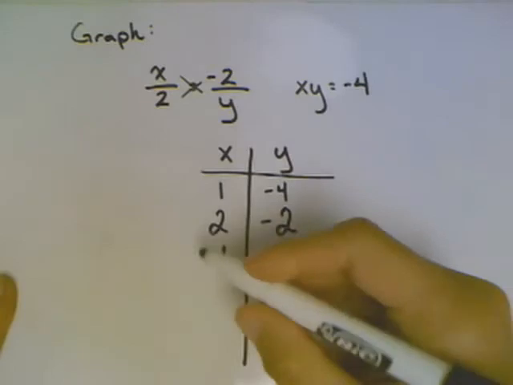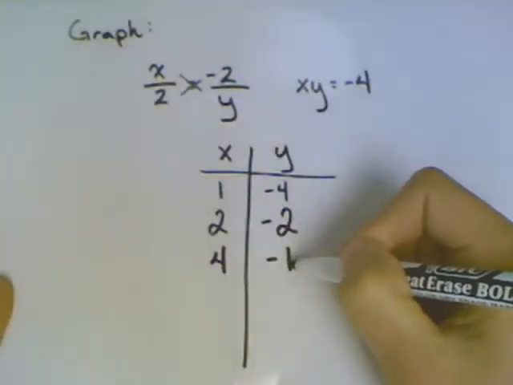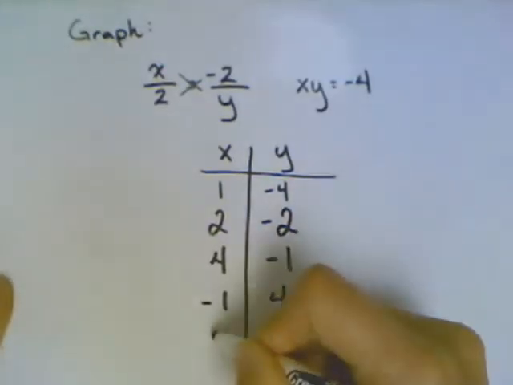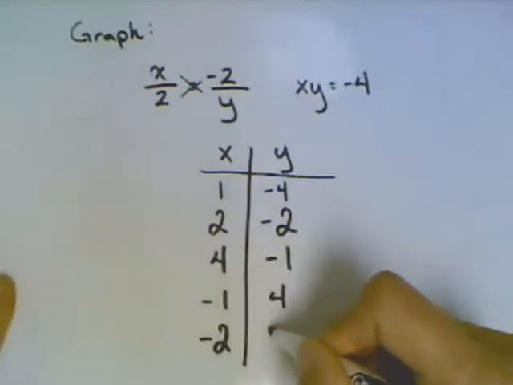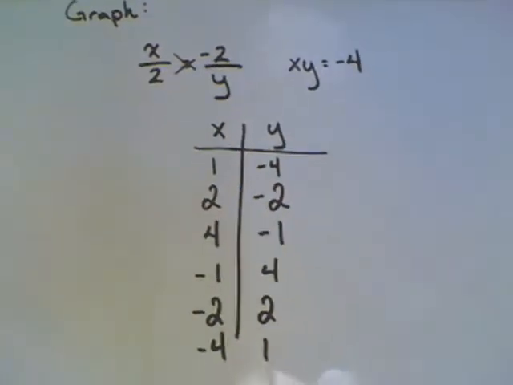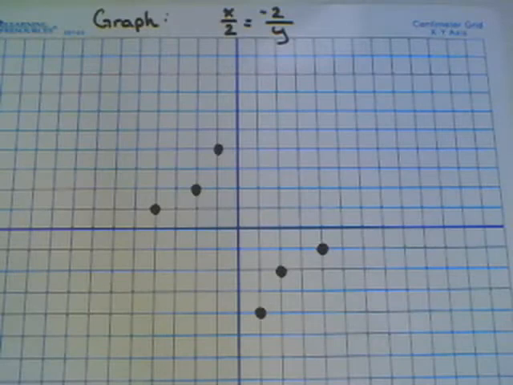If x is 4, y would have to be negative 1. I'm also going to plug in a few negative values for x as well. And these pairs, since these are the nice numbers that multiply to be 4, will help me find the other ones. I can just switch the negative to the other number. So all of these are ordered pairs that work in this equation. Here are the points that we just found using a t-table.